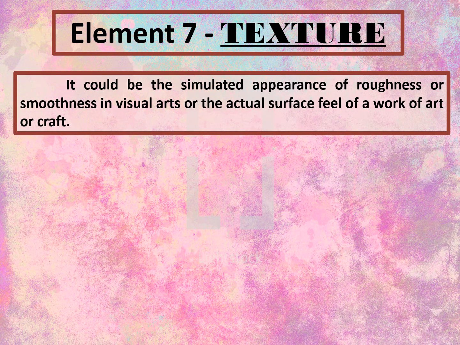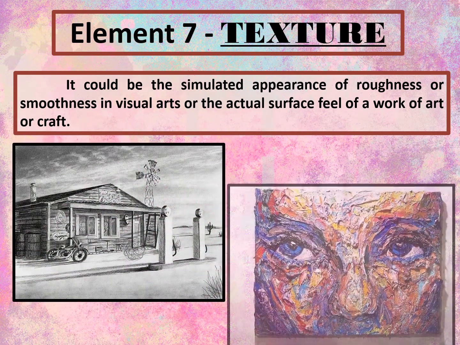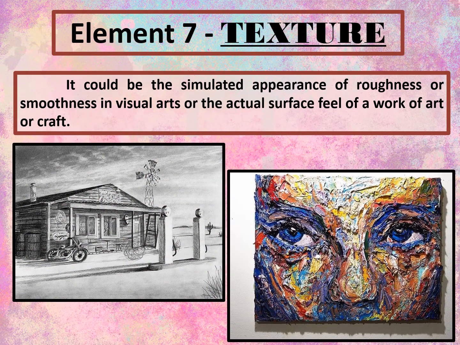And the last element is what we call the texture. So texture, it could be the simulated appearance of roughness or smoothness in visual arts, or the actual surface feel of a work of art or craft. You can see in the picture, it tells the texture of a painting. So it tells in both pictures that it has a roughness and smoothness.